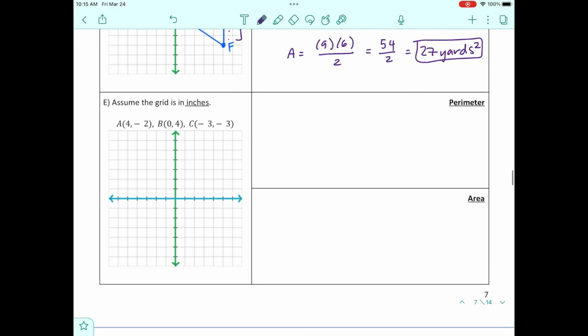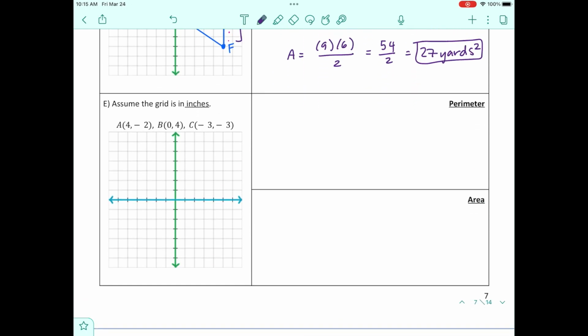Okay, if we look at the second one, it is definitely a little bit more tricky. So let's start out by graphing it like we did before. So A is located at 4, -2. B is located at 0, 4.